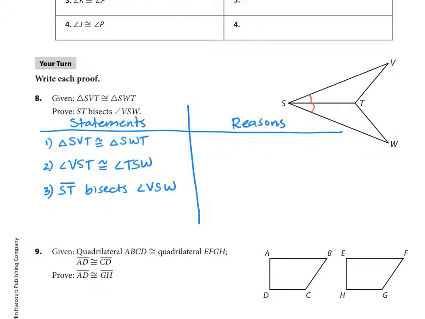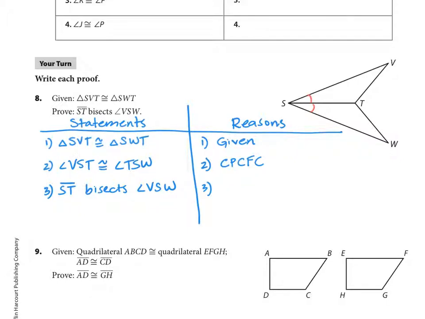So the reasons are asking, why am I allowed to make that statement? The first reason, always easy. That's the given statement, right? I can make that statement because it was given to us. Statement number 2, angle VST is congruent to angle TSW. Remember, we can say that because they're corresponding, which is the CPCFC. Corresponding parts of the congruent figures are congruent.